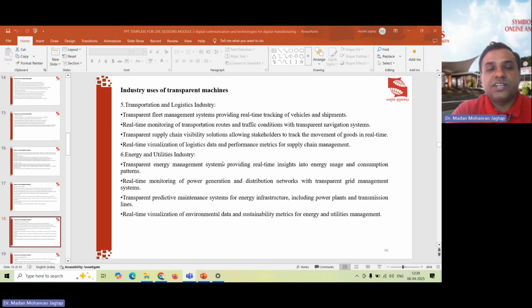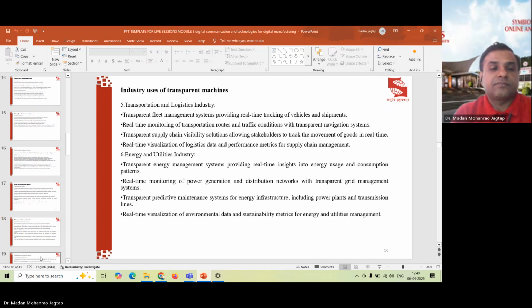Then, energy and utilities industry. Transparent energy management systems providing real-time insights into energy usage and consumption patterns, real-time monitoring of power generation and distribution networks with transparent grid management systems, transparent predictive maintenance systems for energy infrastructure including power plants and transmission lines. We can do real-time visualization of environmental data and sustainability metrics for energy and utilities management. So this we can achieve in the energy and utilities industries.